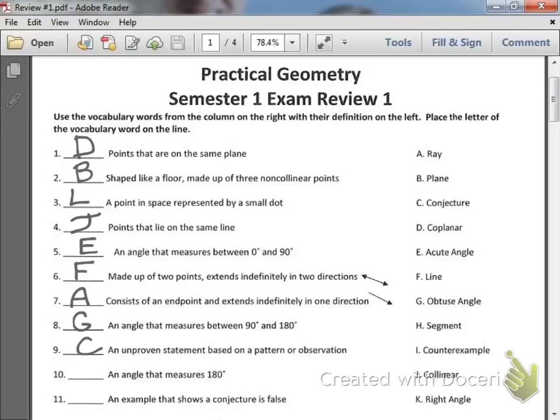Number 10, an angle that measures exactly 180. M, is that straight angle? Okay, and number 10, an example that shows a conjecture is false. I, counterexample. Good.